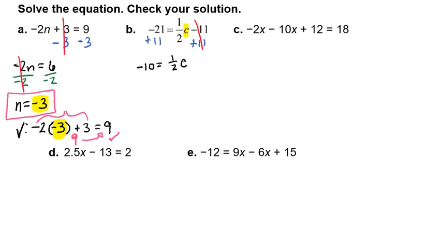Now there's a couple different ways that we can think about that 1/2, how to get rid of it. Because right now it's 1/2 times c, so we could divide both sides by 1/2. That's kind of hard to think about sometimes mentally. We could also multiply by the reciprocal, which is 2/1. Now, one way isn't necessarily better than the other. It's kind of what you like to do. What do you see that works best for you?